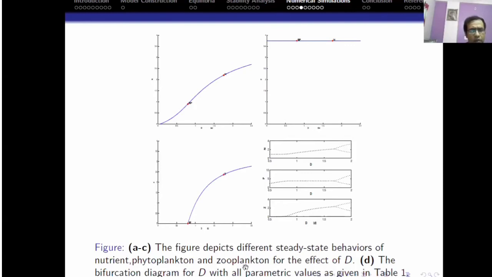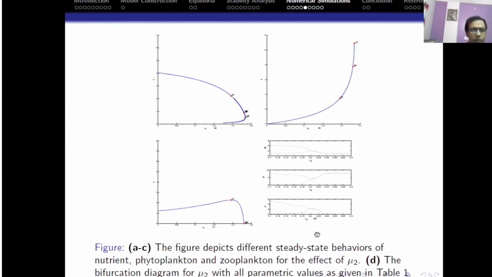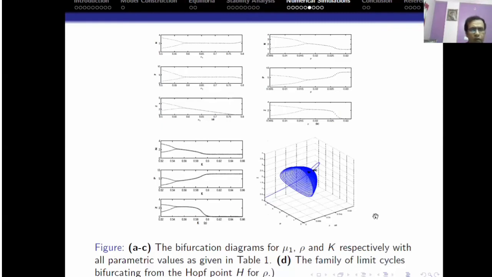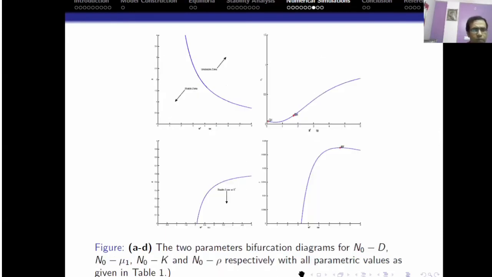Similarly, we draw another figure for D. And I have already mentioned this is the Hopf point and this is the branch point. And this is the bifurcation diagram for D. Next, we plot another three figures with respect to mu2, that is the mortality rate of zooplankton, and this is the bifurcation diagram for mu2. And further we study another three bifurcation diagrams for mu1, rho, and k. And this is the family of limit cycles bifurcating from the Hopf point for rho.